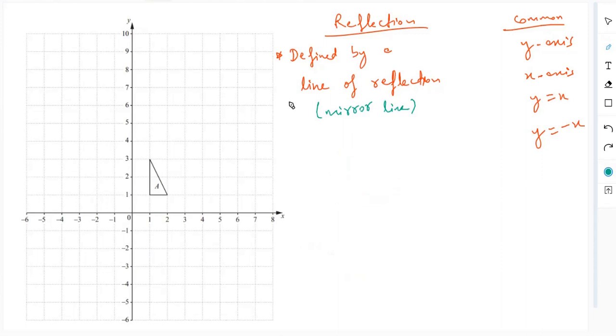All right. So we want to reflect this figure, this triangle A, in the y-axis. So let's draw that y-axis here. The y-axis is already drawn, but let me just highlight that. So that's your y-axis. We will reflect it. Now what does reflection mean? The perpendicular distance on both sides of the line of reflection has to be equal.